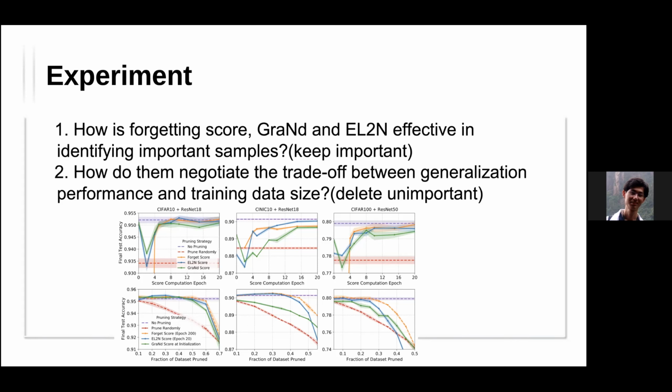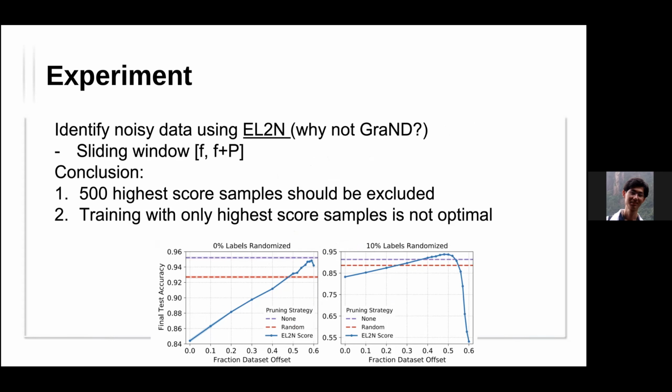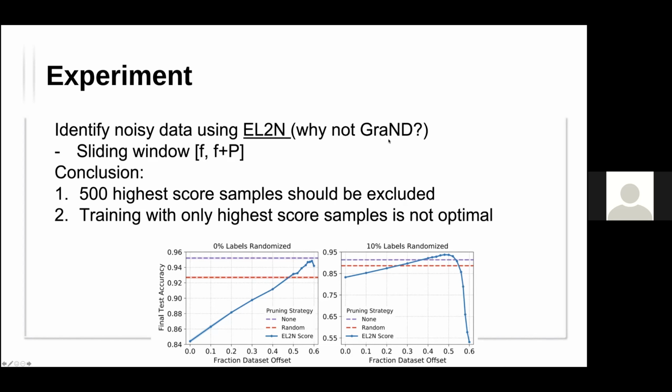Yeah, I think there's a case study, right? And the second experiment is about identifying noisy data. I guess this is very prevalent when we calculate the importance score. They claim they do this experiment using EL2N, not GraNd, because GraNd is not as accurate as EL2N. So this is about a case study, right?